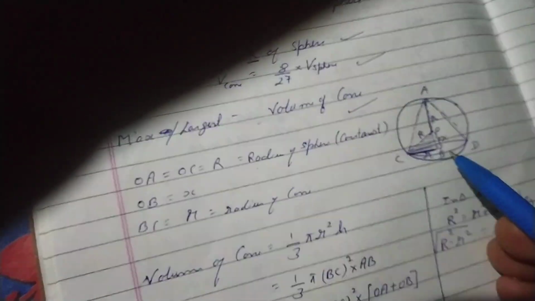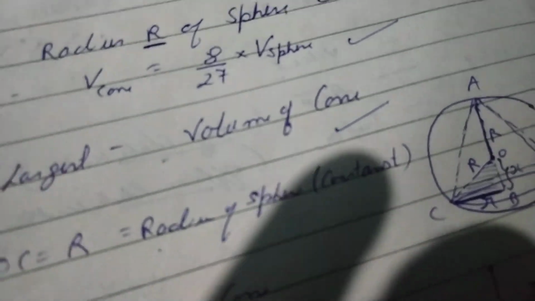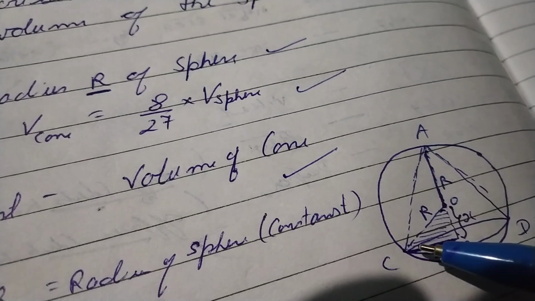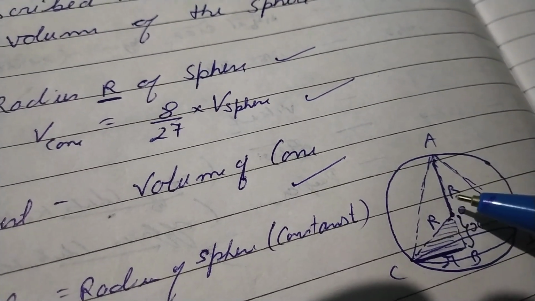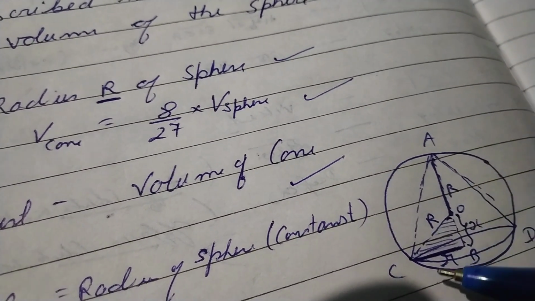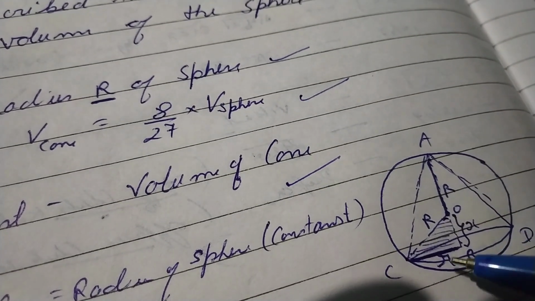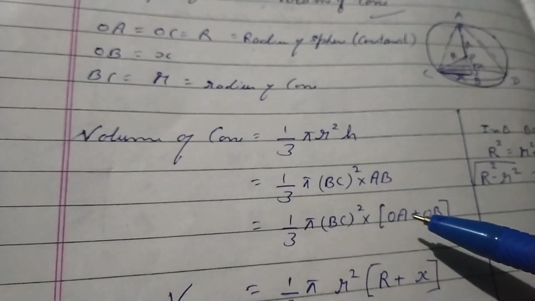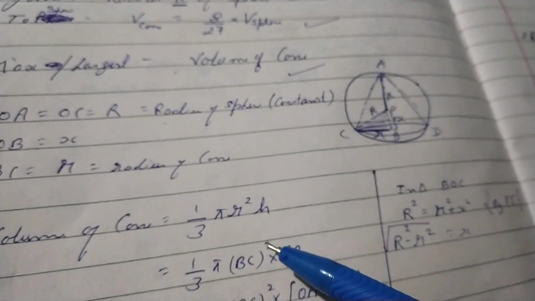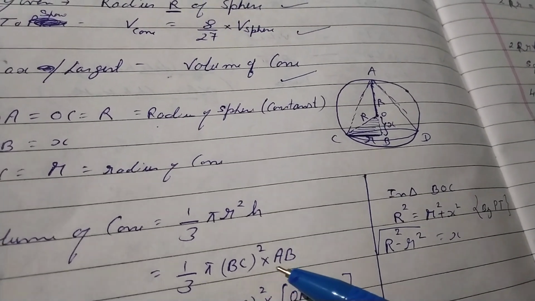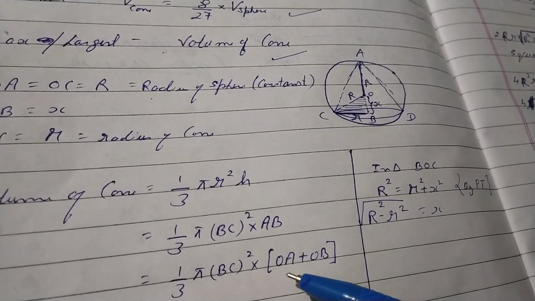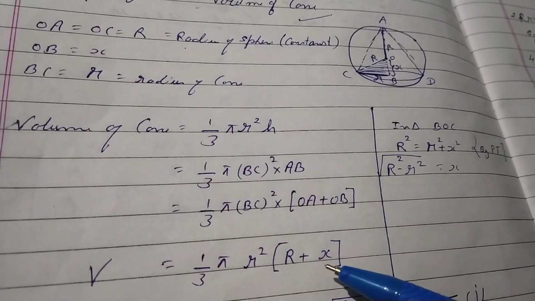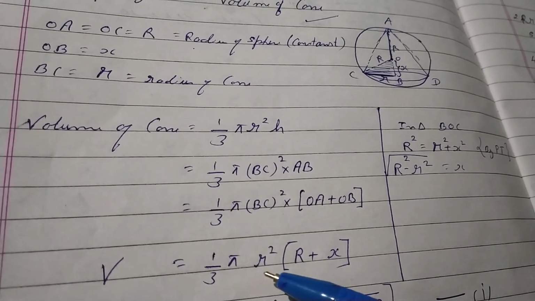Now look at the figure. Let the radius of the cone be small r and the radius of the sphere be capital R. So OA is capital R, OC is capital R, and let OB be x, and BC becomes small r, that is the radius of the cone. Now from the figure we conclude that the radius of the cone is BC and the height is AH. AH means OA plus OB. OA is R, OB we have let as x. BC is the radius of the cone, small r.